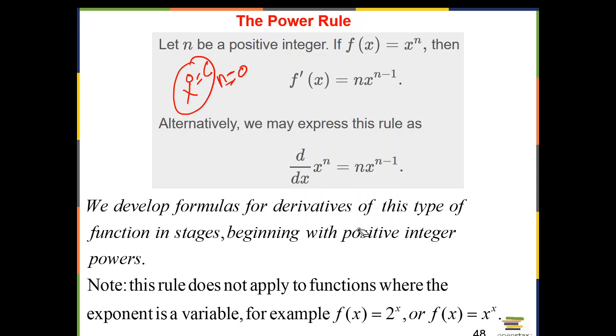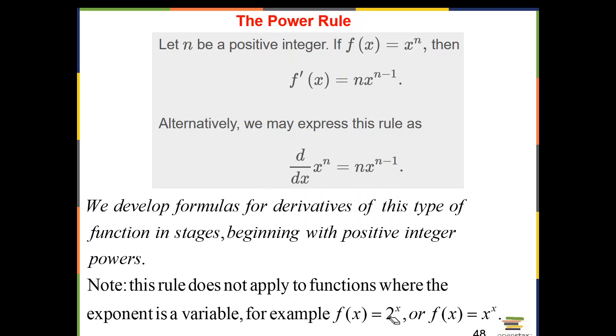Now, gradually throughout this chapter, we're going to prove that you can actually use the same formula no matter what n is. So first we're going to prove it for n as a positive integer. Then we're going to prove that it could be even a negative integer. Then we're going to prove that it could be a fraction. And then we're going to prove that it could be an irrational number too, like x to the power of the square root of 2. But this is, of course, coming at the end of this chapter. So right now we're going to prove it for a positive integer.